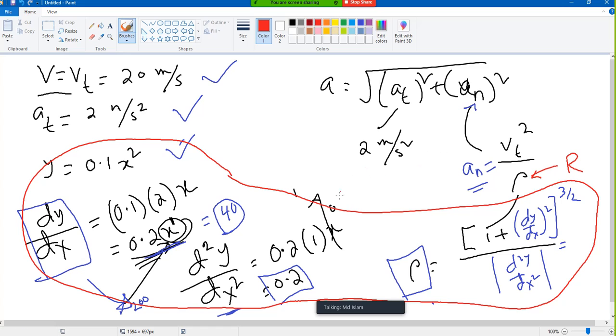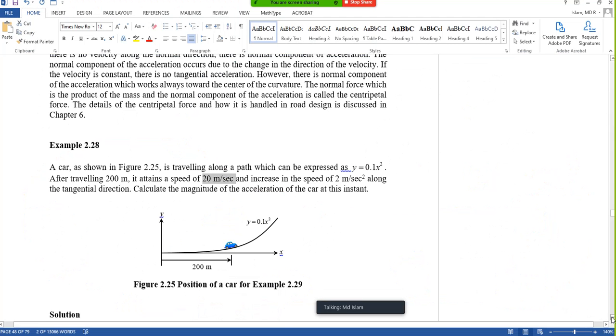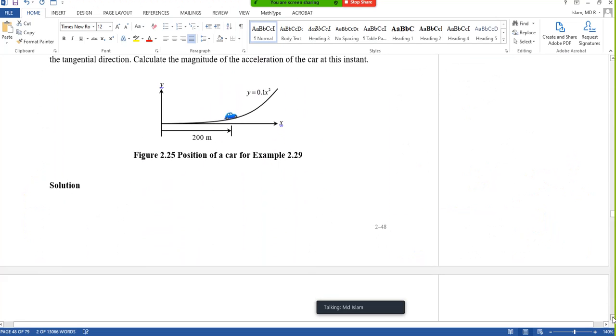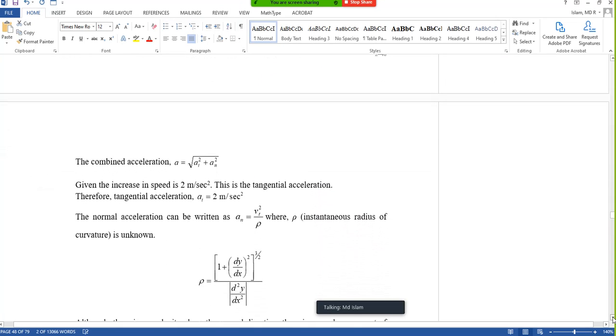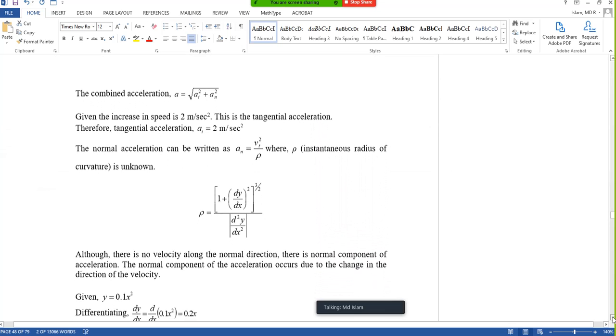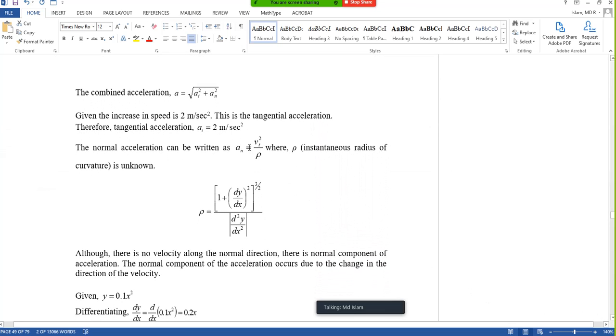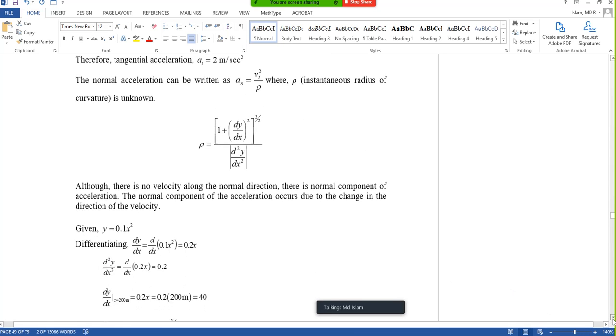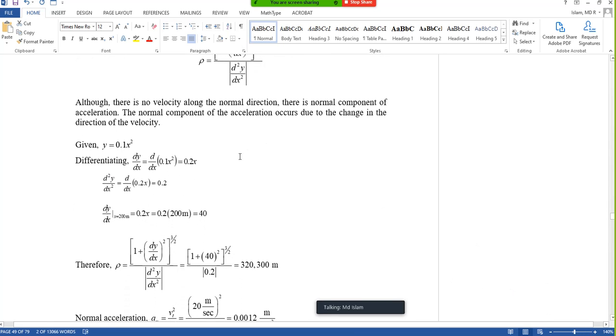Okay, so if I go to your handout, I'm not doing the calculation, I just gave you the concept. So you can see what they did. First they wrote what is given, they wrote the equation, then the equation for finding rho, and to find rho they are doing the differentiation. They find the differentiation first time, second time, then find the value at x 200 meter, because at that point we need the acceleration.